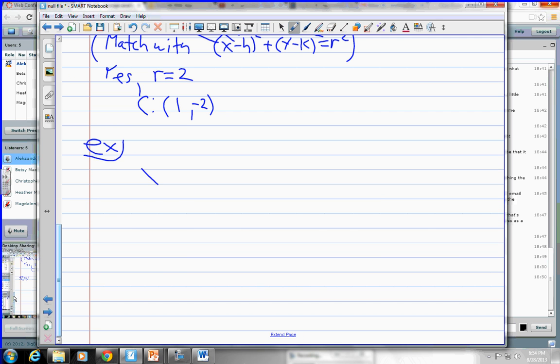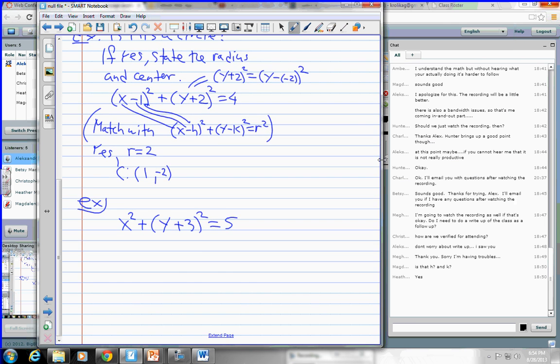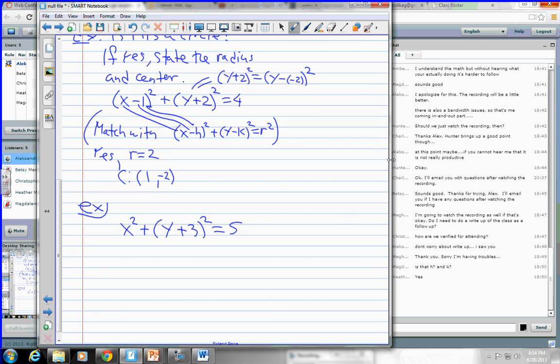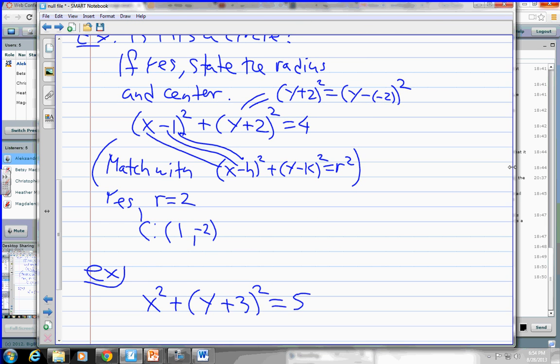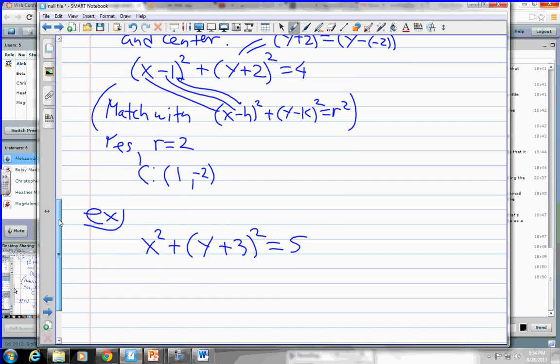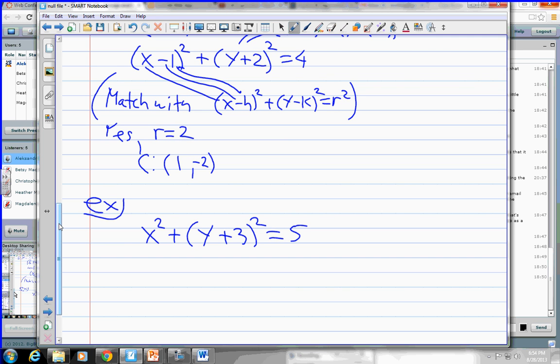What if I do x squared plus y plus 3 squared equals 5? Do you see the center? First, was that a circle? Yes. Number on the right is positive. The sign in between parentheses is positive. So yeah, it's a circle.